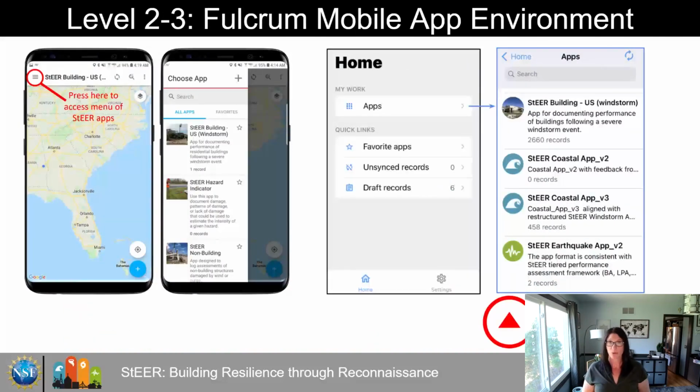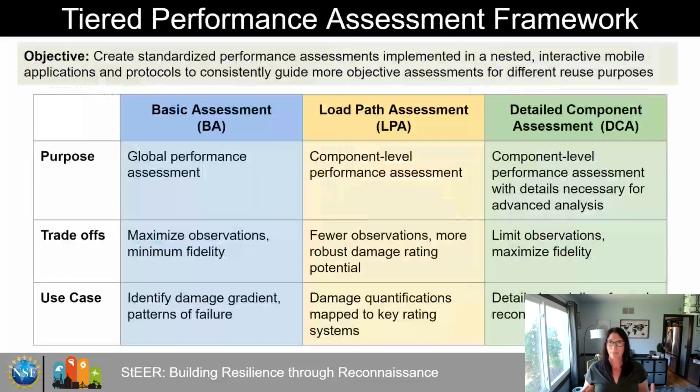Our level 2 and 3 response also heavily employ the use of our Fulcrum mobile app. The app is designed in such a way that we can control the level of fidelity or rigor in the engineering assessment. Our basic assessment focuses on global performance assessment. It is the most rapid and least time intensive.